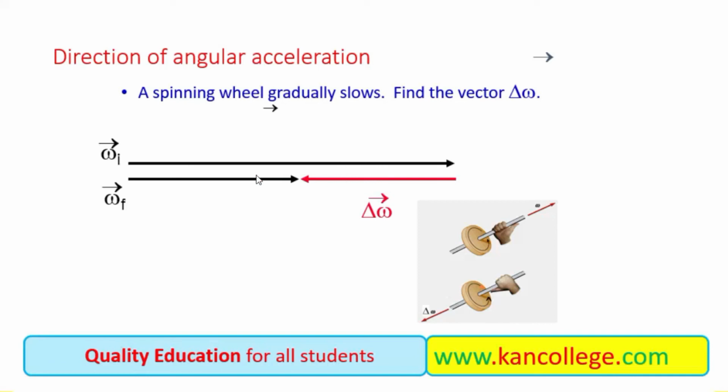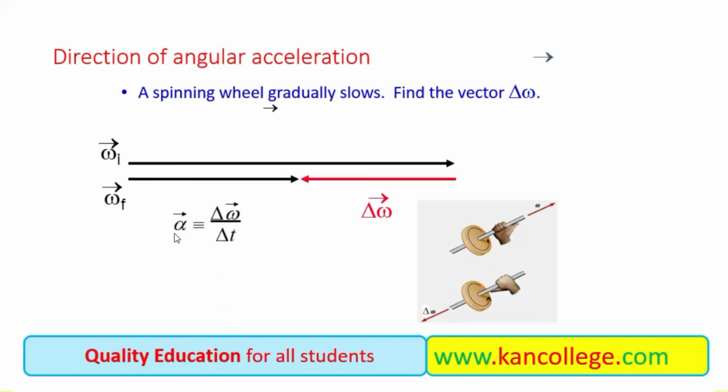By using the head and tail rule, you can get the change in velocity vector. You can see that the direction of change in angular velocity is opposite to the initial velocity, and when added with this red vector, the final vector will be omega f. So the change in velocity vector is opposite to the direction of omega i. Change in velocity per unit time is known as angular acceleration. This is not delta omega only, this is actually the angular acceleration.